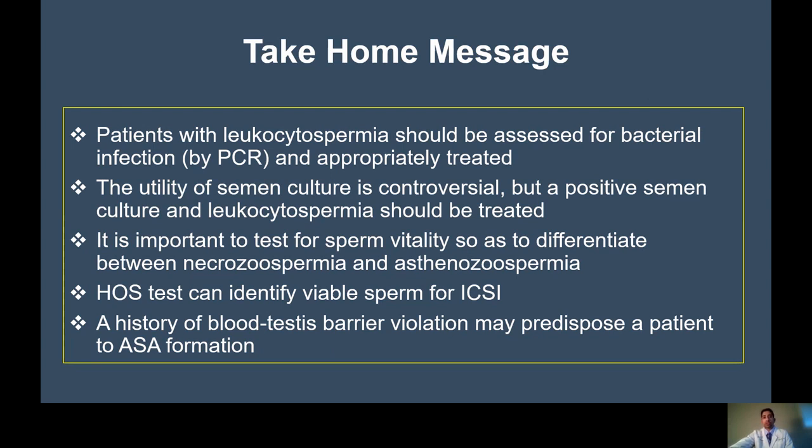So several take-home messages from the lecture today. Let's start with leukocytospermia. Patients with leukocytospermia should be assessed for bacterial infection by PCR. We are checking for infections such as gonorrhea, chlamydia, ureaplasma, and mycoplasma. And if positive, the patient and their partner should be appropriately treated with subsequent repeat testing afterwards.